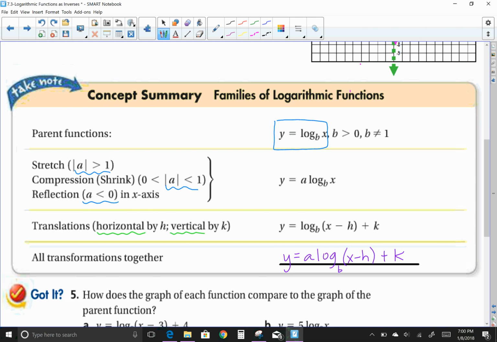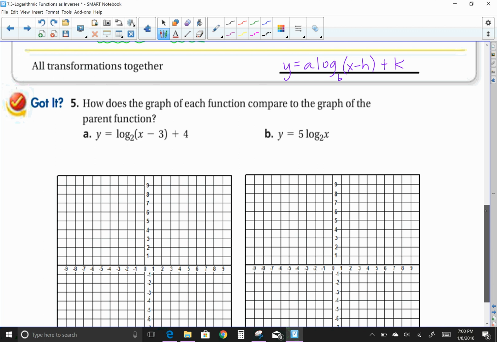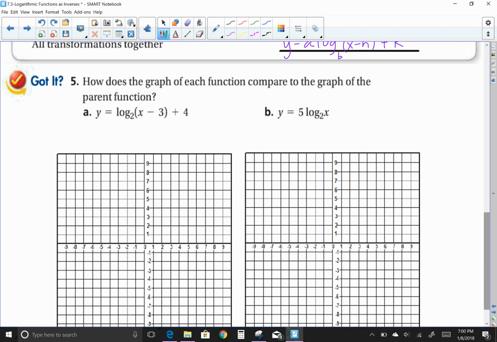Now, one more thing I want to tell you about that. It was easy to tell what changes went with the x in the exponential because it was up in the exponent. Well, here, if there's a change to the x, it will be in the parentheses. It has to be in the parentheses. Otherwise, you don't know what you're actually taking the log of. So it's even more defined when you're talking about the logarithmic. All right, so let's go do these last two graphs, and then we'll be done.